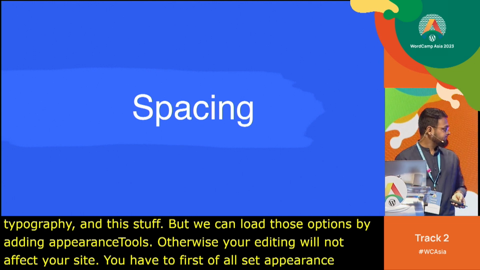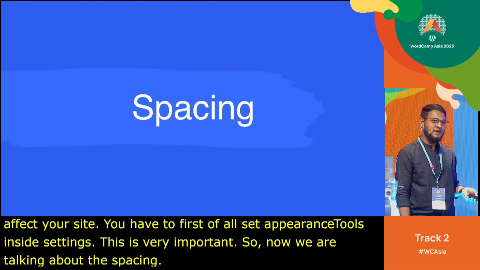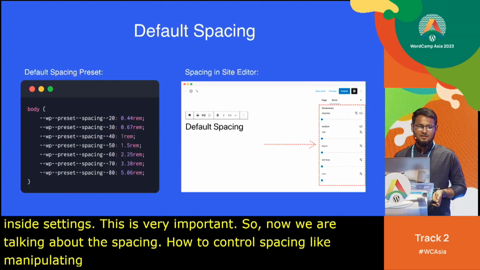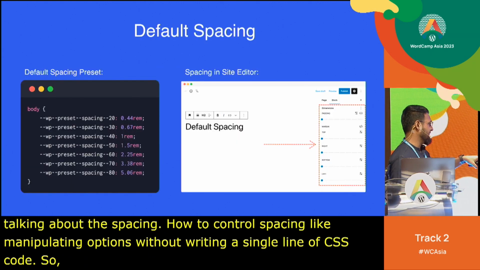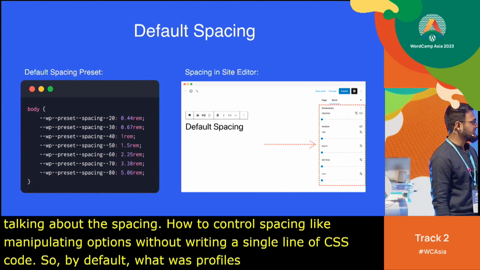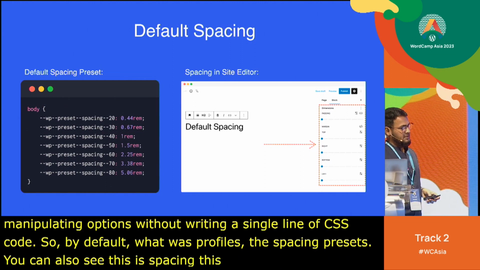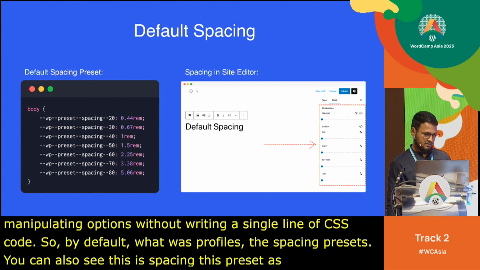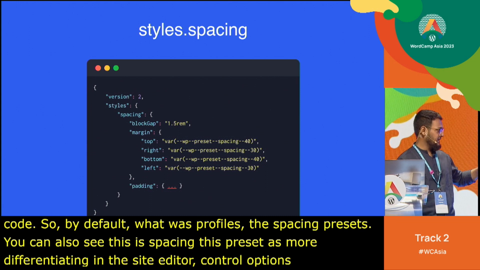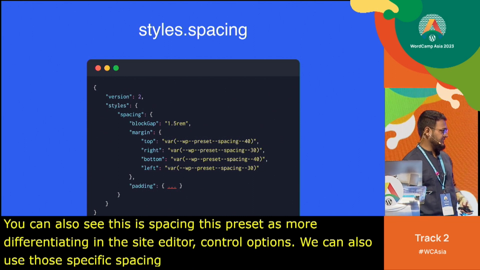So now we are talking about spacing, how to control spacing like margin and padding options without writing a single line of CSS code. By default, WordPress provides these 7 spacing presets. You can also see these spacing presets as margin and padding in the site editor control options. We can also use those default spacing presets as spacing size, like margin and padding values in the style section.